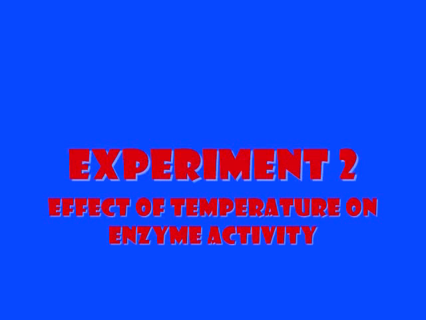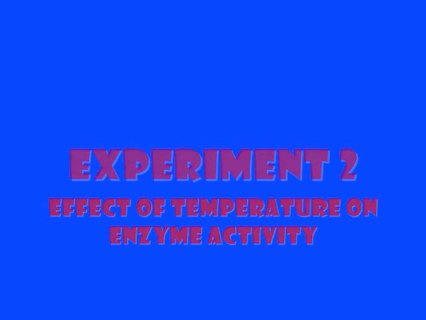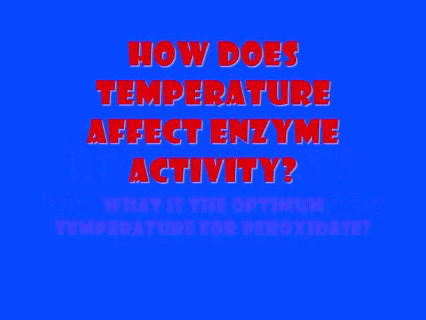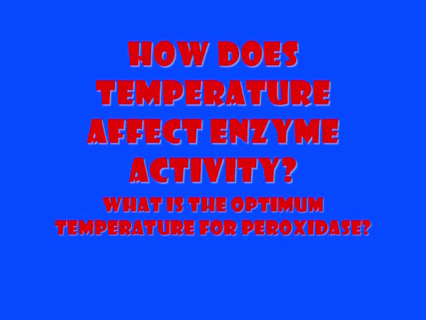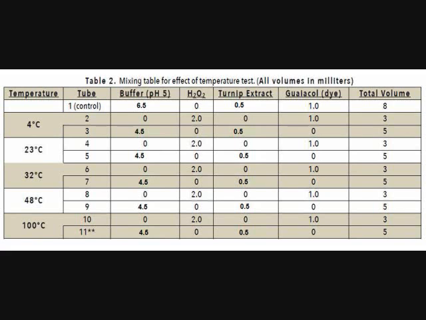Experiment number 2, the effect of temperature on enzyme activity. In this experiment, we focus on 2 questions. How does temperature affect enzyme activity, and what is the optimum temperature for peroxidase? 11 test tubes were made following this chart. They were assigned different temperature settings.